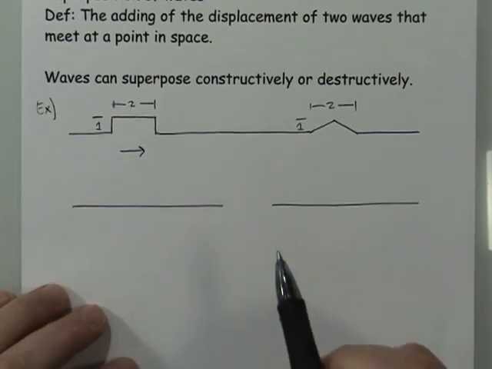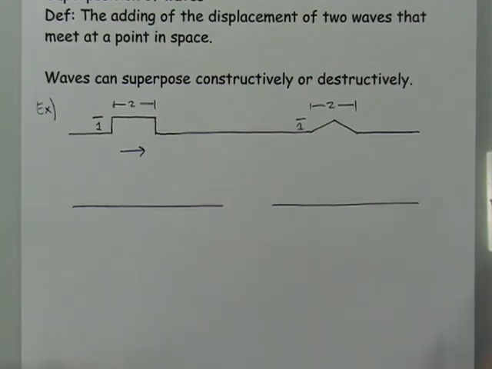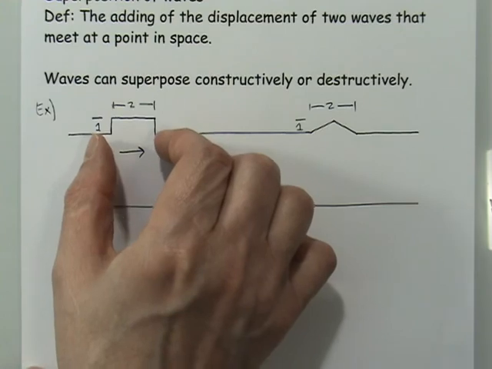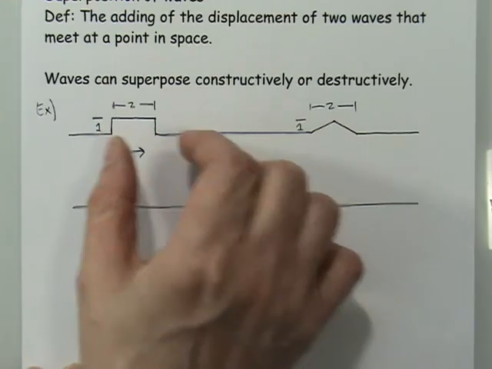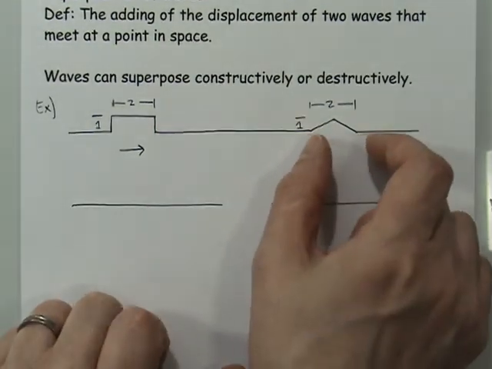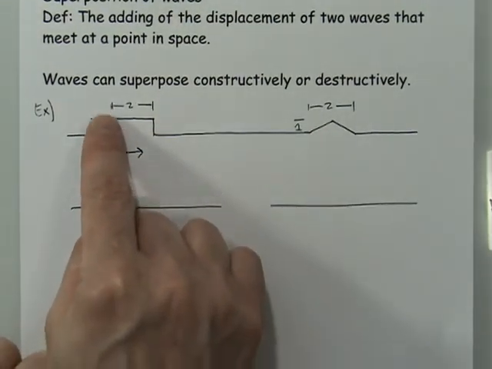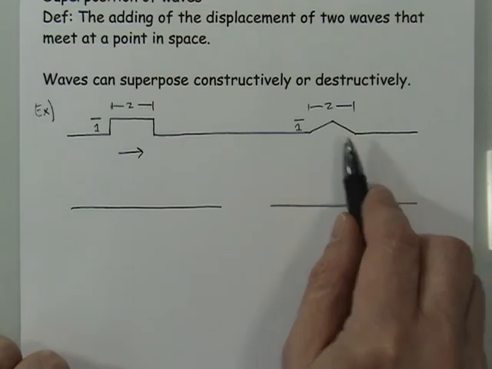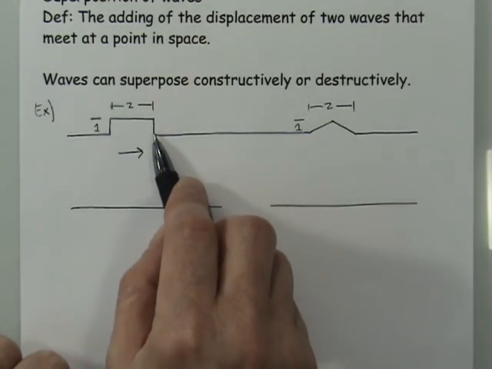So in this case, all I'm going to do is think about the two waves. I'm going to think about taking this wave and placing it in the same location where this wave is at, and I'm going to add their displacements. So if you notice, the left side of this wave, when I move it over here, will line up with the left side of the rectangular wave. When I match up the right side of the triangular wave on top of this wave, it'll match up with the right side of this wave.